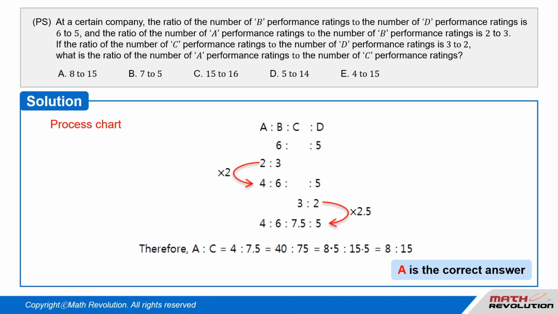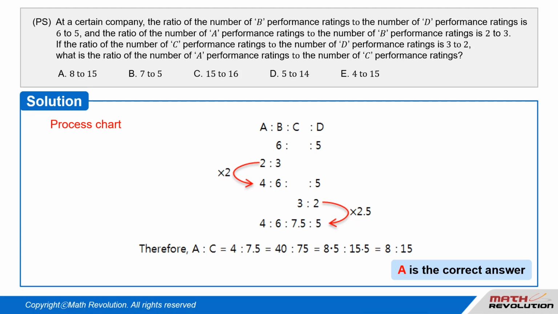A is to B is to C is to D. B is 6 and D is 5. A is to B is 2 is to 3. Multiplying it by 2, the ratio becomes 4 is to 6 is to C is to 5. Now, C is to D is 3 is to 2. Multiplying this by 2.5, the ratio becomes 4 is to 6 is to 7.5 is to 5.